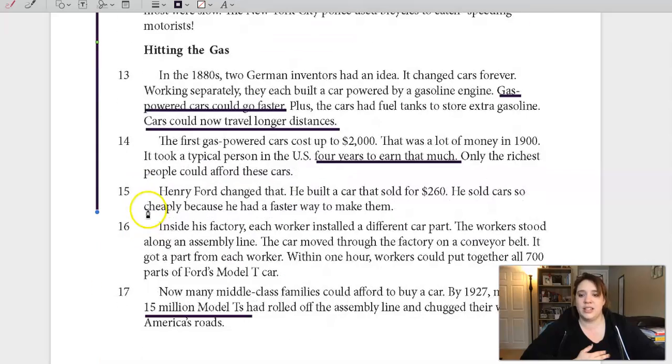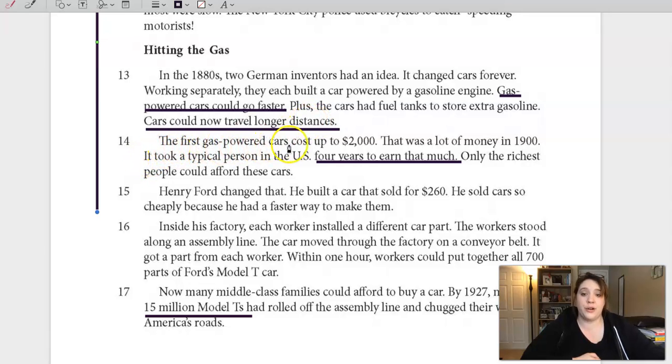Now down here, it looks like it's split into hitting the gas. So let's see. In the 1880s, 2 German inventors had an idea. It changed cars forever. Working separately, they each built a car powered by gasoline. Gas-powered cars could go faster. Plus, cars had fuel tanks to store extra gasoline. Cars could now travel longer distances.